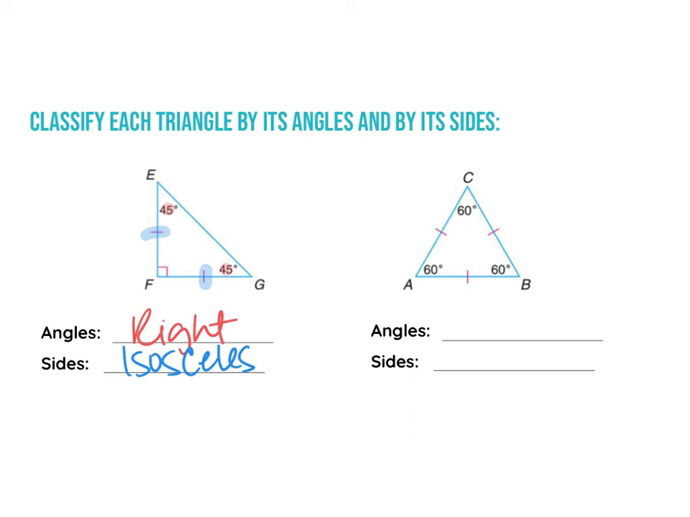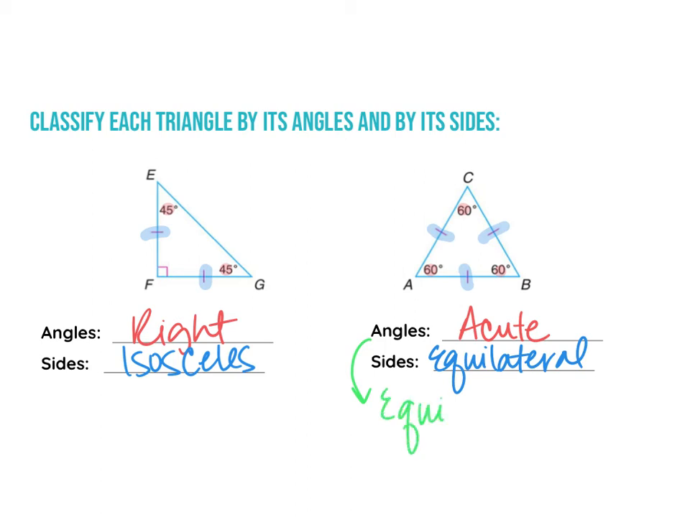All right, if I look at the next one, if I'm looking at angles, I see a 60, a 60, and a 60. Well, those are all the same, but they're also all acute. So this would be an acute triangle. If I'm looking at sides, I see one tick mark, two tick marks, three tick marks. That tells us all three are congruent. That means it's equilateral. Okay, another word that you might see for this type of triangle, it does have to do more with the angles, would be equiangular.